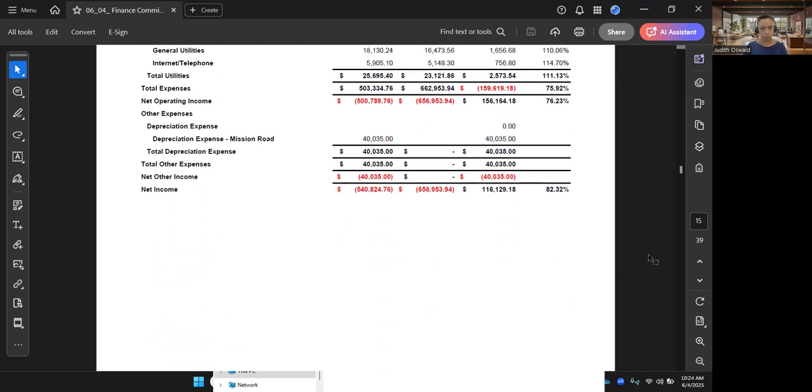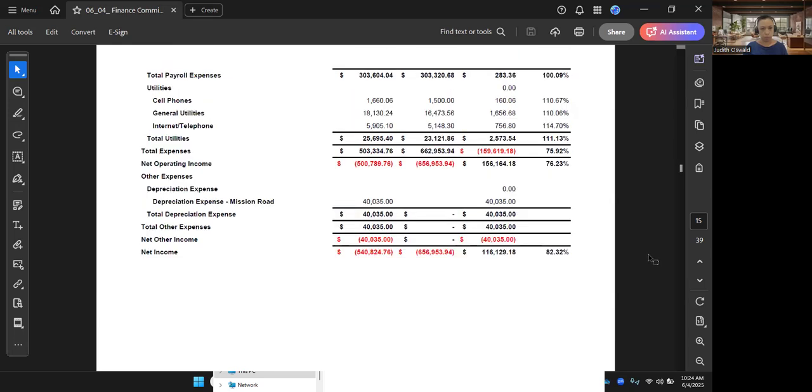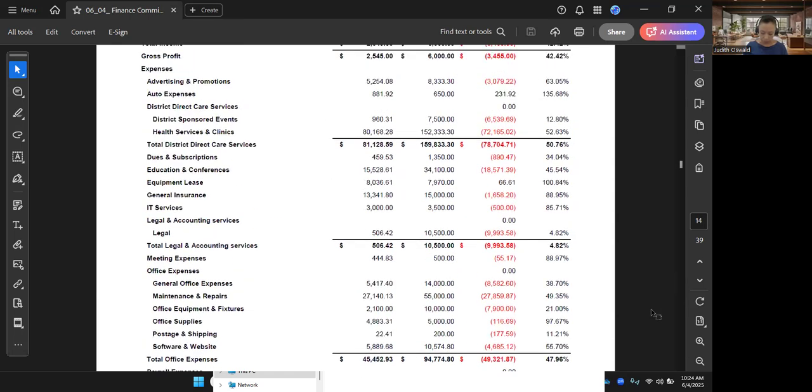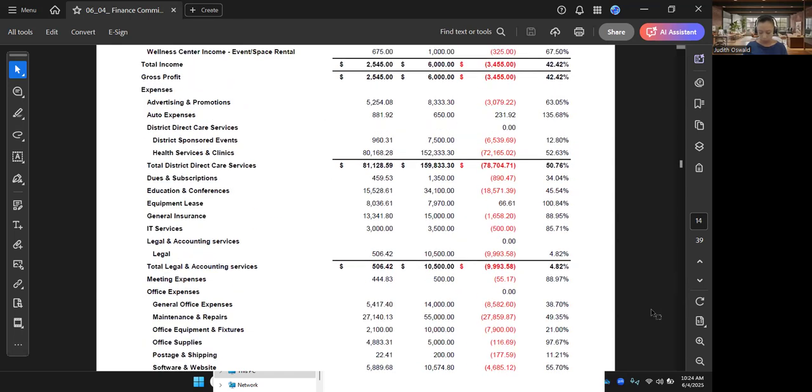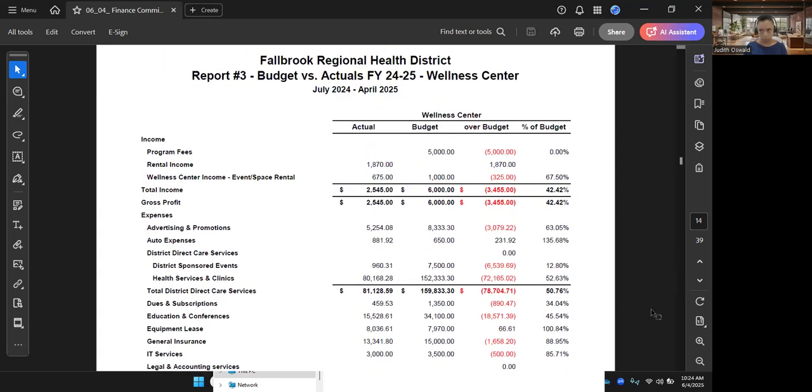The biggest one that's under budget really has to do with district direct care services. Again, that will likely happen because we're starting each budget year with the goal to bring in more clinical services. And when that doesn't occur, that means we also haven't paid for it. So that's where you see this largest quote unquote savings, because we haven't spent those funds. The goal and expectation is that we will invest in those services when they come online.